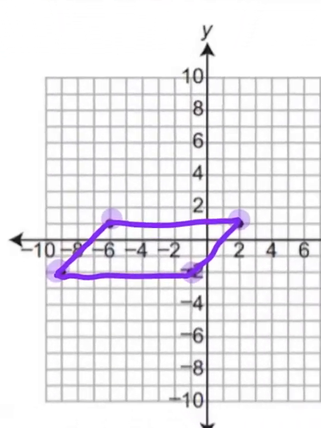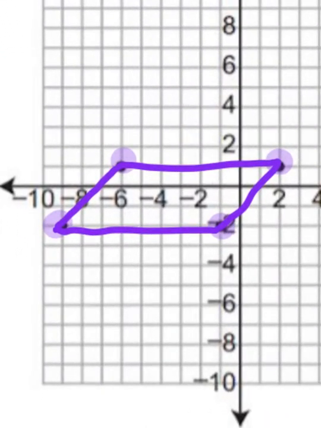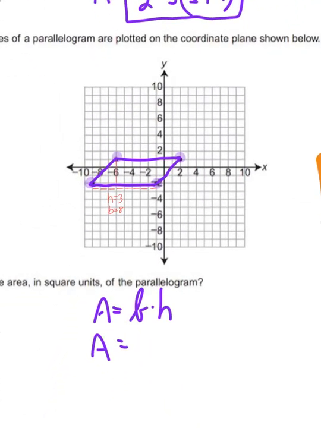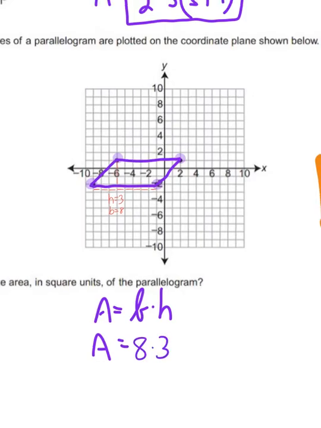So let me zoom in here. Okay, so the height has to go straight up. So let me switch to red. So the height is going to be 1, 2, 3. So the height is 3 units. Now the base is going to be basically the bottom of it here. So I'm going to trace that in red. So I have 1, 2, 3, 4, 5, 6, 7, 8. So the base is 8. Let me zoom back out. So area is base times height. Area is 8 times 3, which is 24, D.